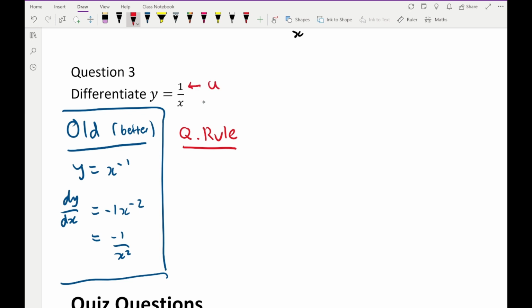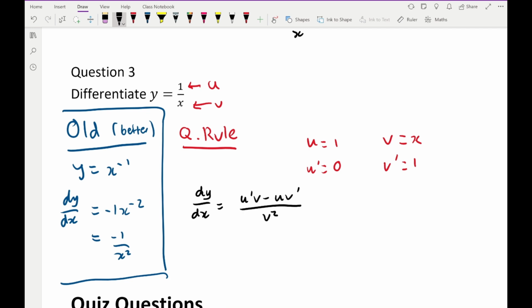We get u on the top and v on the bottom. So u is 1, v is x. U dash, so derivative of 1 is 0 and derivative of x is 1. So if I'm going to go dy dx equals u dash v take uv dash over v squared, then that's going to give me, well, u dash is 0, lots of x, take uv dash, so that's 1 times 1 over v squared, so v is x.